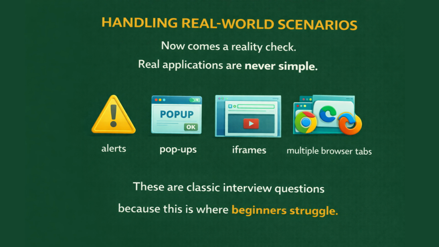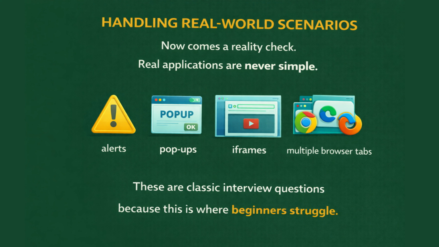Now, another concept is handling real-world scenarios. Now comes an important reality check. Real applications are never simple, and this is exactly where most beginners get stuck. At the intermediate level, you must confidently handle alerts, pop-ups, iframes, multiple browser tabs. These are classic interview questions because this is where automation usually breaks.